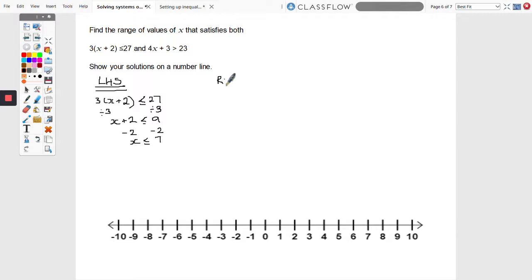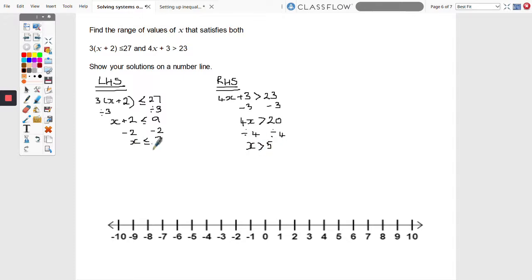Now let's do the right-hand side. So I've got 4x + 3 > 23. So I'm going to subtract 3 from both sides. That will give me 4x > 20. Then I'm going to divide both sides by 4. And that will give me x > 5.